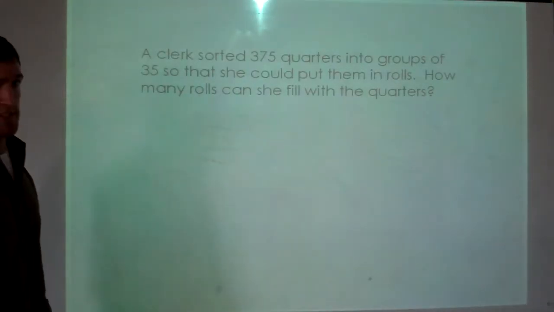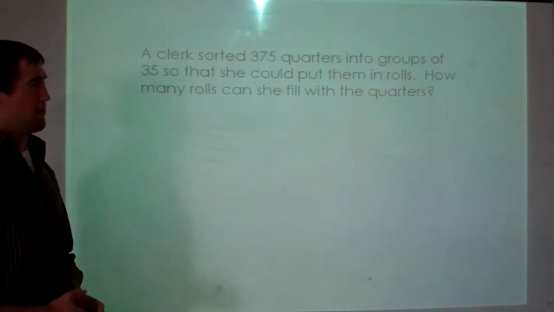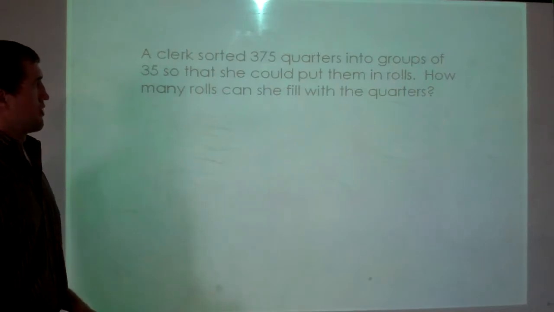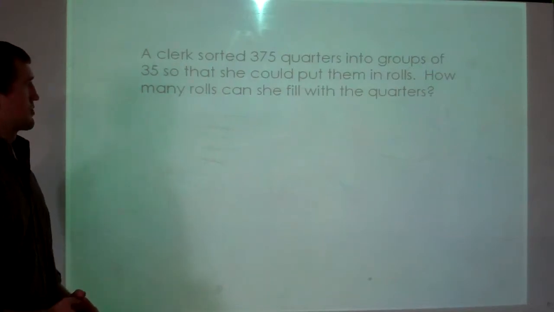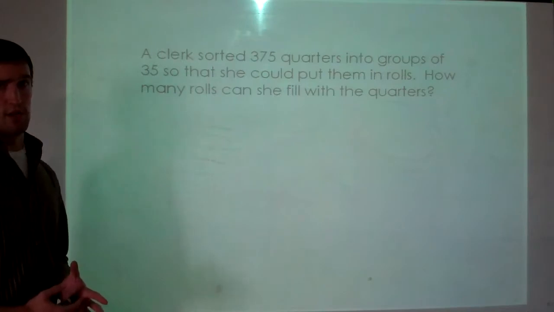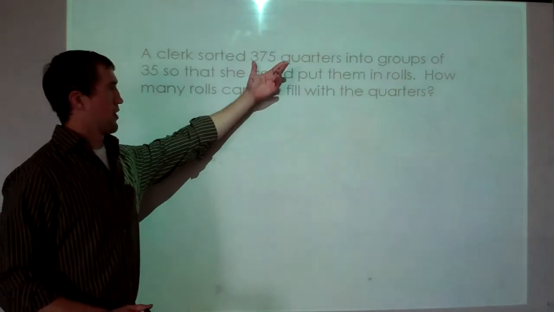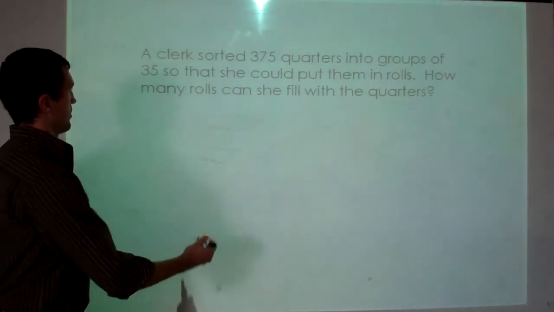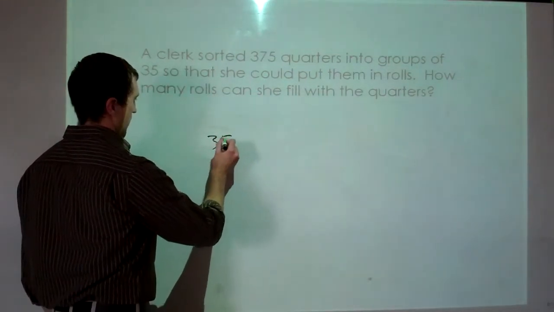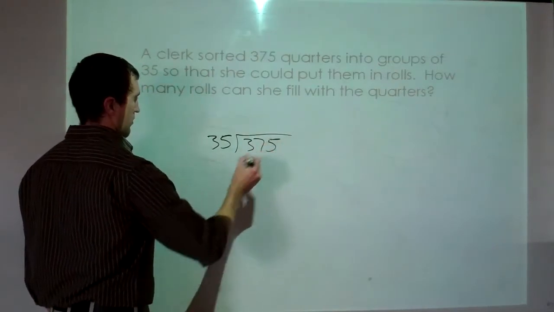Okay. Last example here. It might have been 4, maybe not 5. This is a good one to look at. So the clerk was sorting 375 quarters into groups of 35, so that she could put them in rolls. How many rolls can she fill with the quarters? This is another division problem, and we want to figure out how many of these quarters we can group into 35s so that we can get them into the rolls. So let's start by doing 35 and 375.